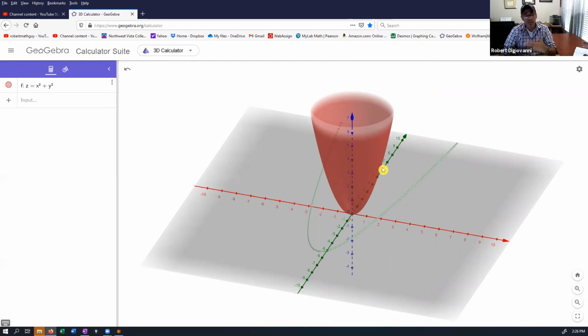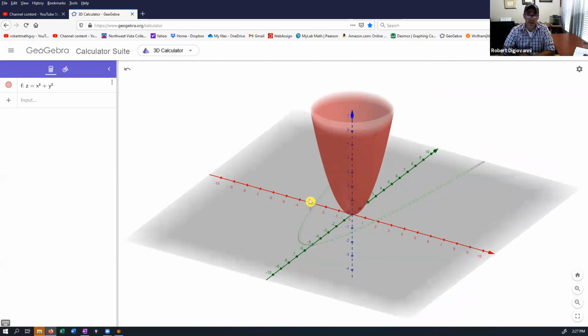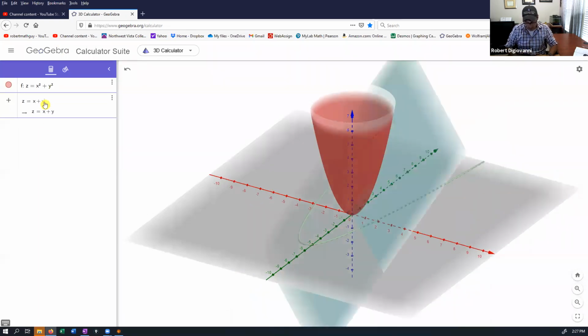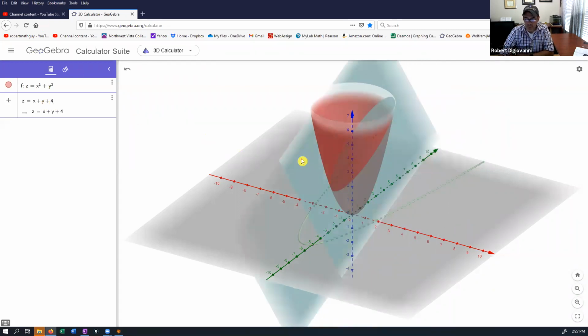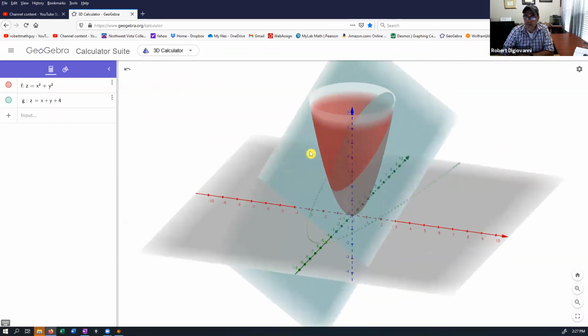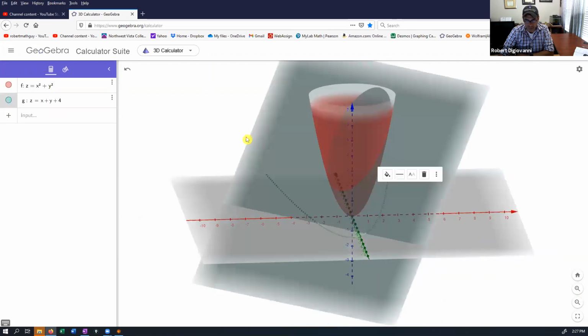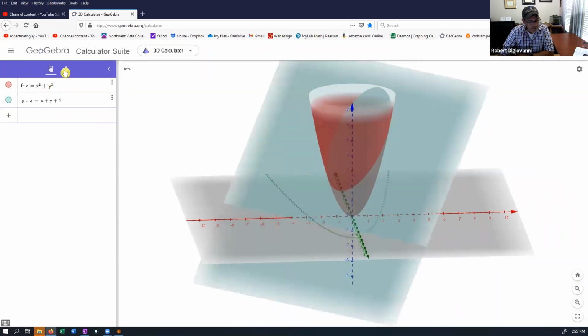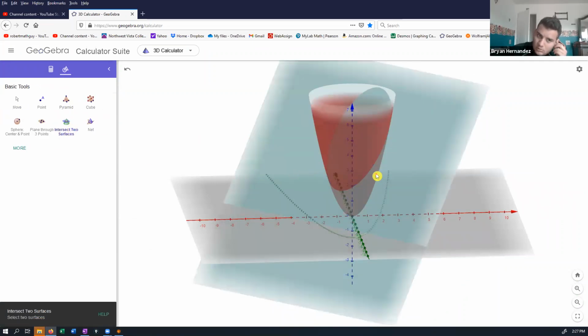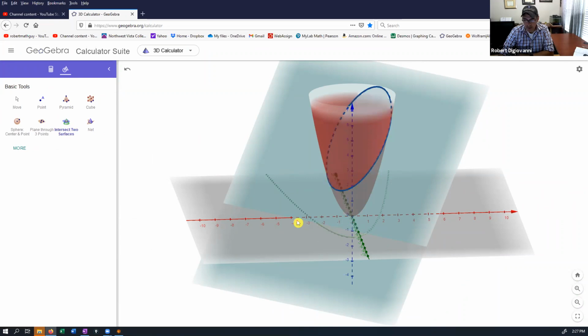As technology evolves, my Cal 3 students are using this all the time. They come here and they're like, oh, we need to know, what does that plane look like? So we're going to graph this plane. There's a plane. Do y'all see the plane that cuts through that paraboloid? And then we can try and figure out what the intersection of those two surfaces looks like.